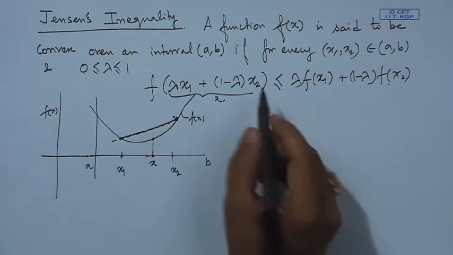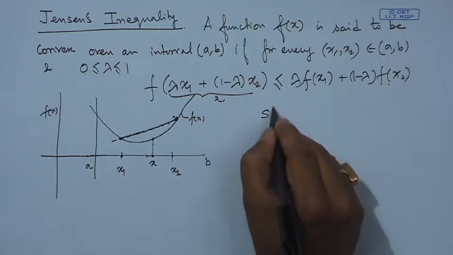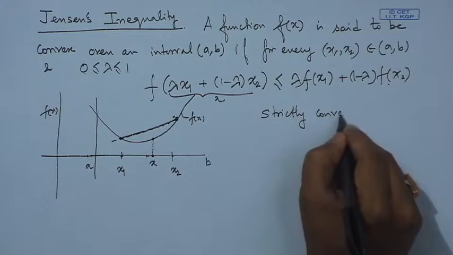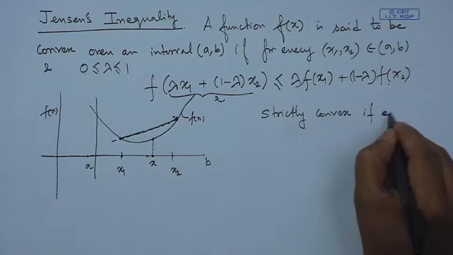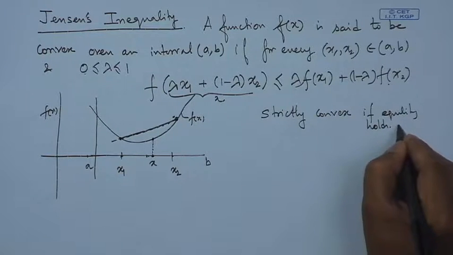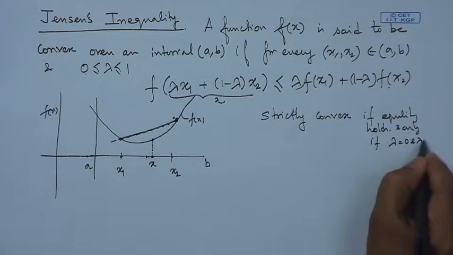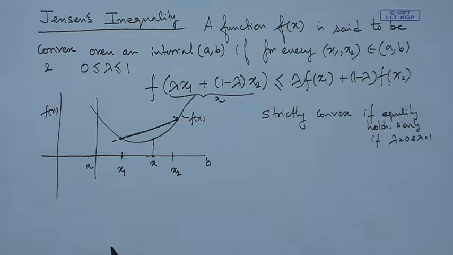So that is what is described by this convex function, and a function is said to be strictly convex if equality holds if and only if lambda is equal to 0 or lambda is equal to 1. That means the equality holds only at these 2 points. In that case, it would be said that the function is strictly convex, otherwise it is just a convex function.